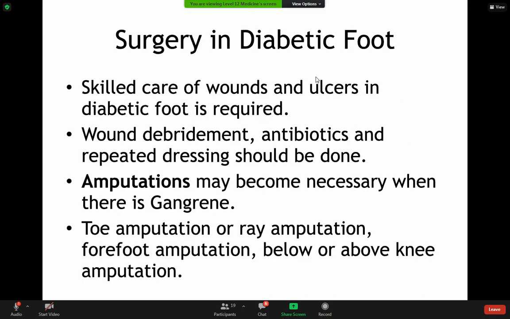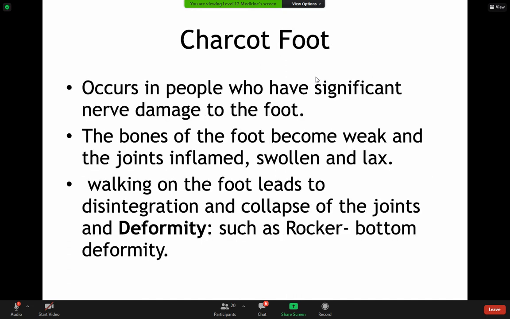So what about surgery in diabetic feet? Do we do surgery in diabetic feet? So skilled care of wounds and ulcers in diabetic feet is required. Wound debridement, antibiotics, and repeated dressing should be done. Amputations may become necessary when there is gangrene. Toe amputation or ray amputation, sometimes we need to do forefoot amputation or even below or above knee amputations if the gangrene has gone on for a while and neglected by the patient with late presentation to the hospital.